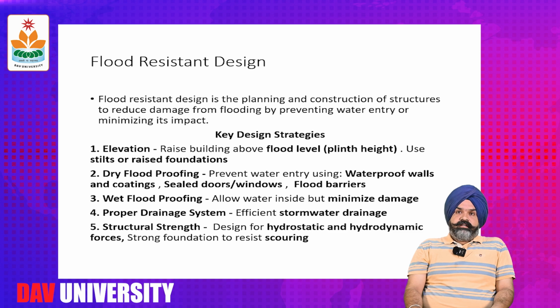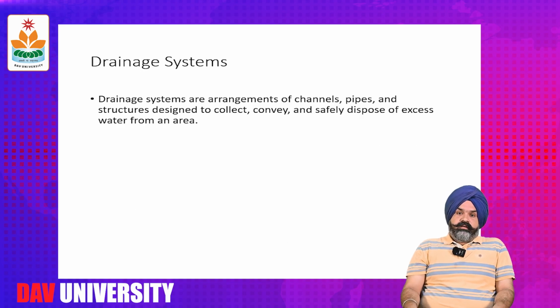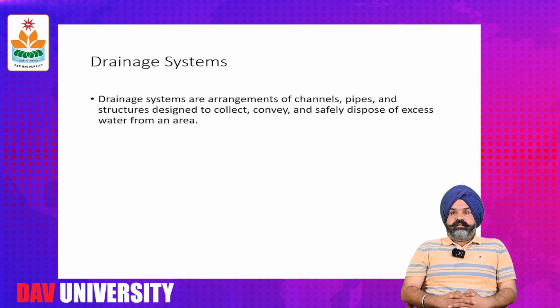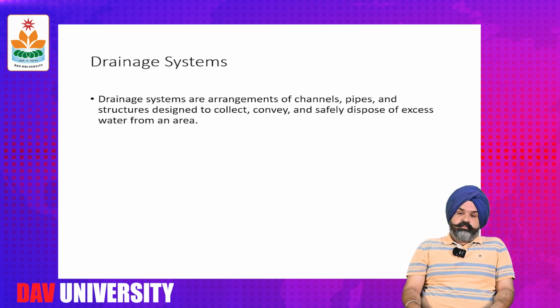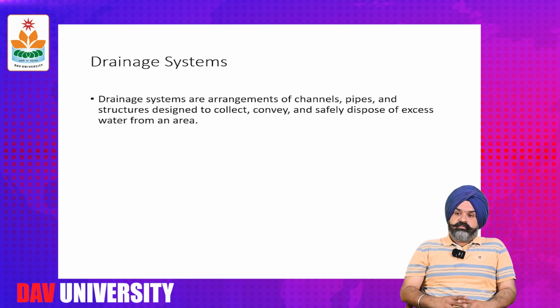Now coming to flood resistant design, the key design strategies are elevation, dry flood proofing, wet flood proofing, proper drainage systems, and structural strength. Structural strength is very important in the case of flood resistant design. Drainage systems are arrangements of channels, pipes, and structures designed to collect, convey, and safely dispose of excess water from an area. A drainage system should be designed appropriately. This is most important in the case of urban flooding also. We will discuss the case of urban flooding later.